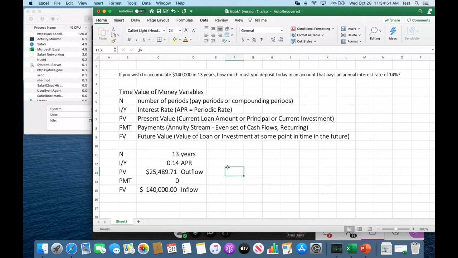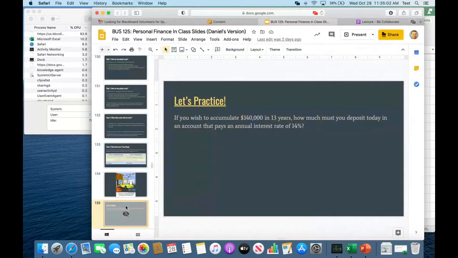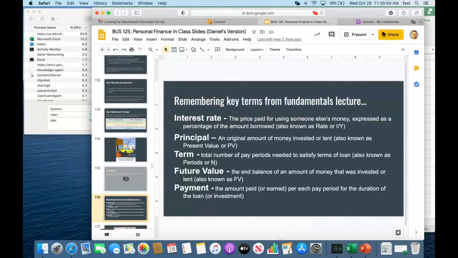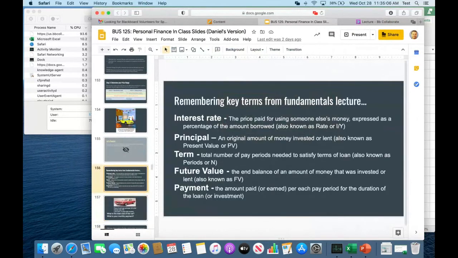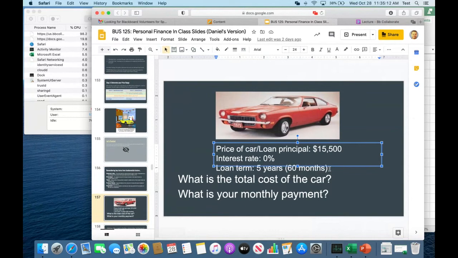Okay, well, let's do an example with a car. So I'm going to hop back over. Let's see, where would it be? Here? Okay, so this was just my little reminder from lecture. All right, so here's a very simple example. We're going to start out really easy.